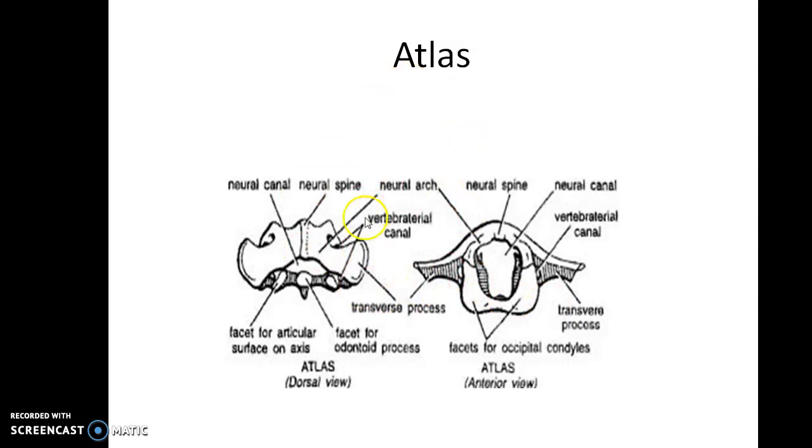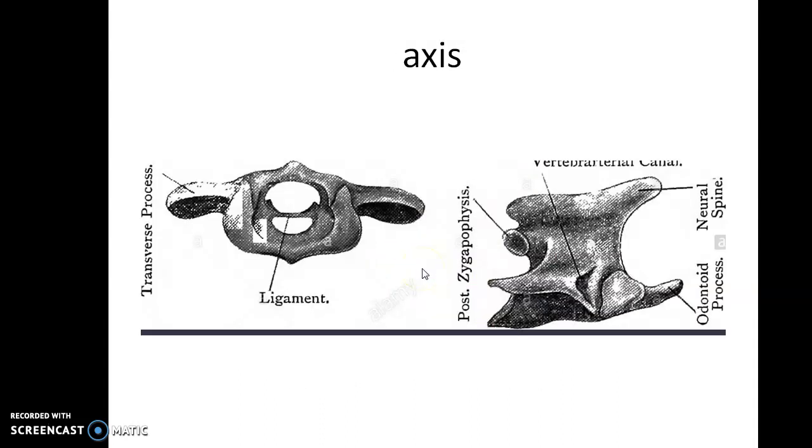This is the facet for the axis vertebra to attach. This is the facet for the skull to attach, that is the occipital condyle. So that is how it is. Next is the axis vertebra, the second vertebra of the rabbit. The second vertebra of the rabbit is quite distinct, with some characters different from those of a typical vertebra and the atlas vertebra.